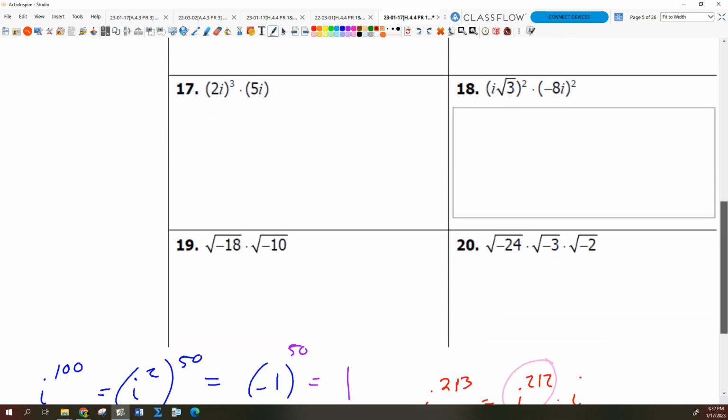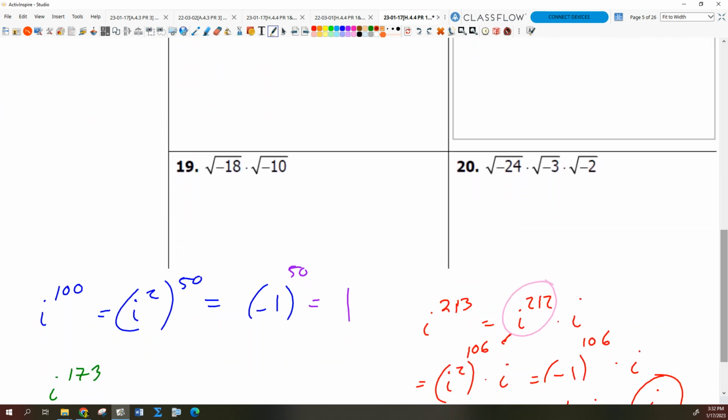What about number 20? What would I have to do? I'd have to simplify each of those, bring an i out of each one of those first, and then multiply them together and simplify the product of square roots with positive radicands, right? But first you have to rewrite them with i's, okay?